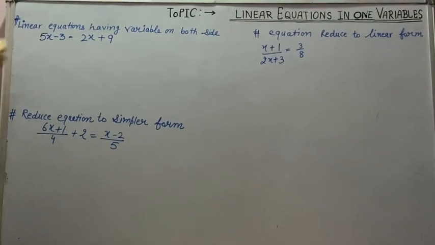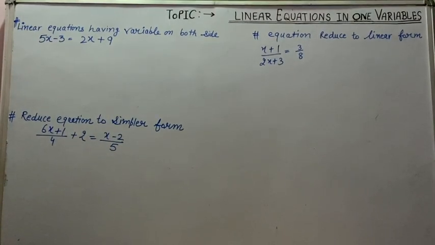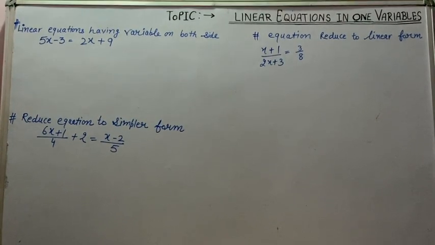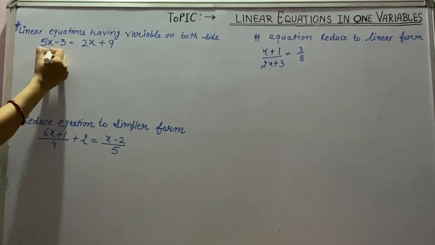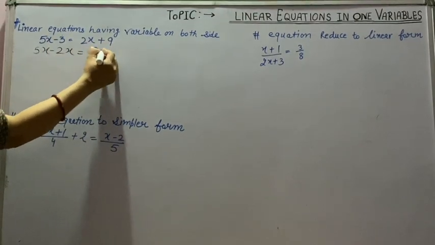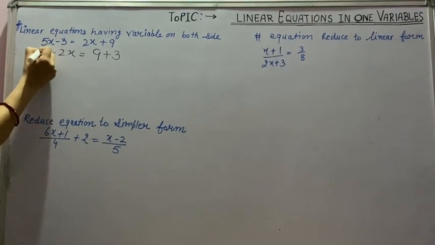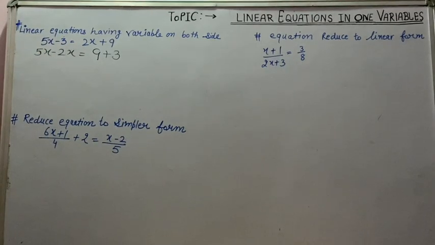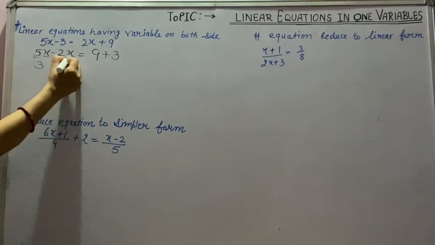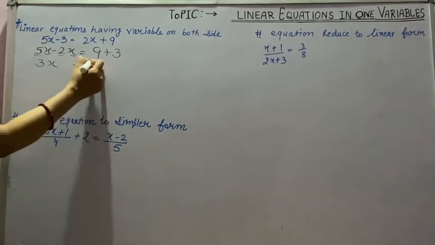For example, 5x minus 3 is equal to 2x plus 9. In such type of question, we will take variable on the left hand side and constant on the other side. 5x minus 2x is equal to 9, and when we take 3 on the other side, sign will be changed, that is plus 3. 5x minus 2x, when we subtract a variable term, we subtract only the constant term, that means 5 minus 2, 3, and the variable is written the same. 9 plus 3 is equal to 12.